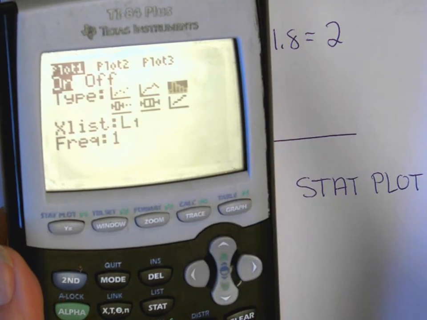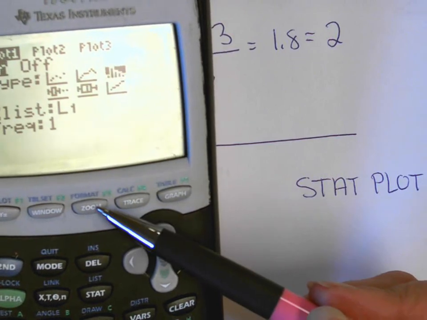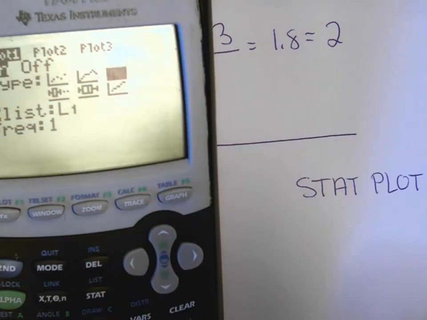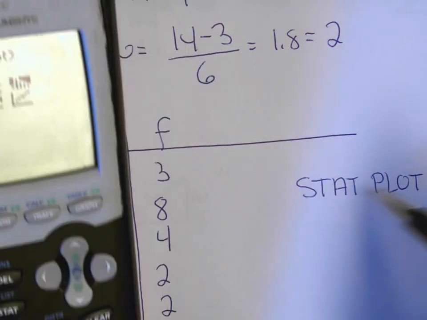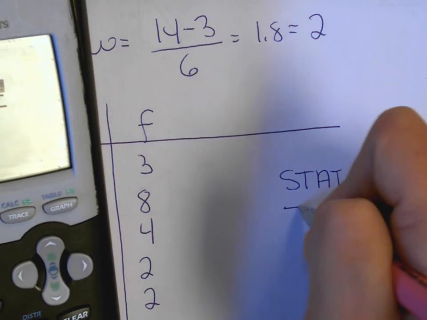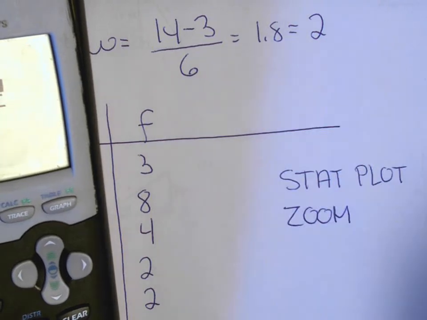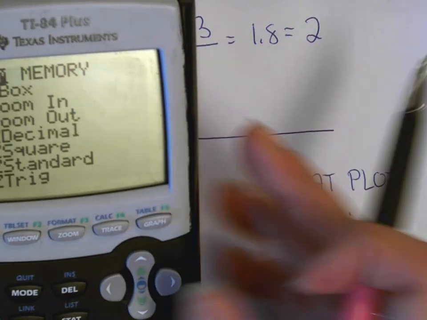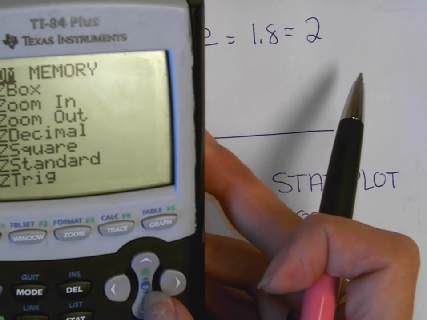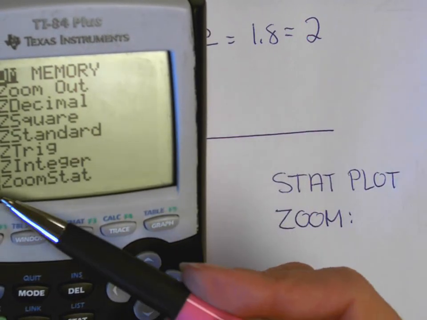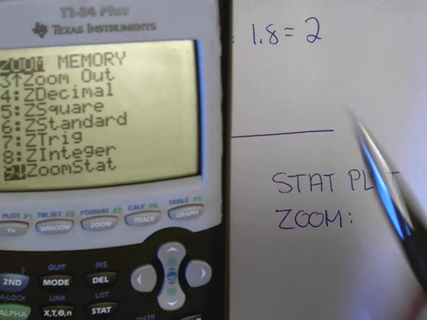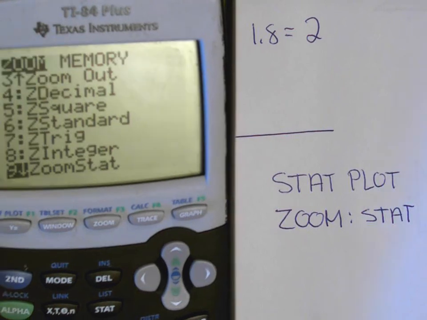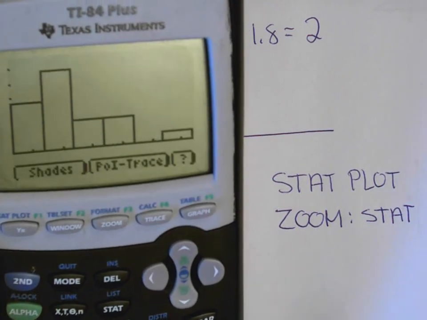After you get that all set up, you're going to go to Zoom, which has a nice feature where it will look at the numbers in the graph and set up a decent window for it. So we'll go to Stat Plot, set everything up, then go to Zoom, and in your Zoom, you want to go down to Zoom Stat. I don't remember what number it is. On this calculator, it's number 9, Zoom Stat. Hit enter, and it makes a nice histogram.